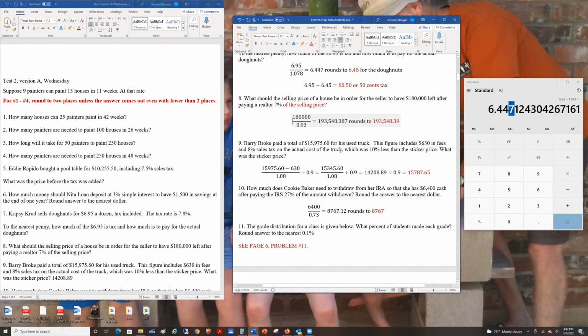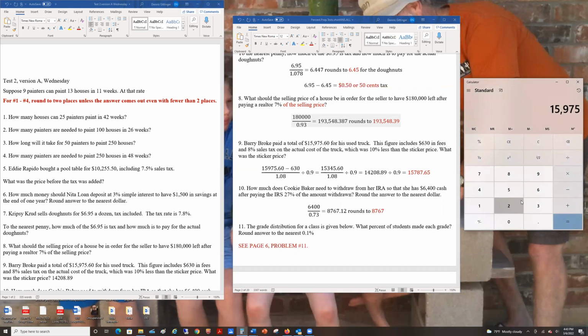$15,975.60 is the out the door price for this truck. There's $630 in fees and 8% sales tax on the actual cost. And the actual cost was 10% less than the sticker price. Lots of information in there. We've worked this problem a good number of times. First thing you got to do is subtract the untaxed fees. $15,975.60 minus $630.